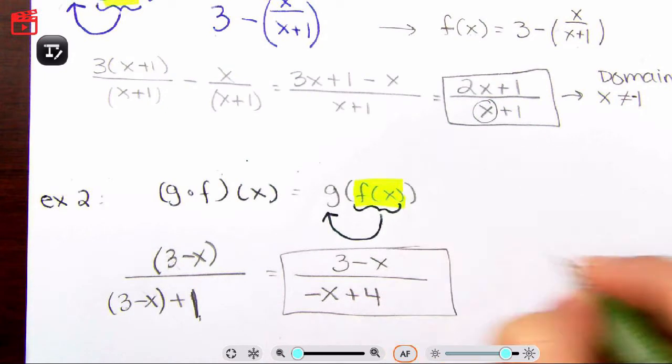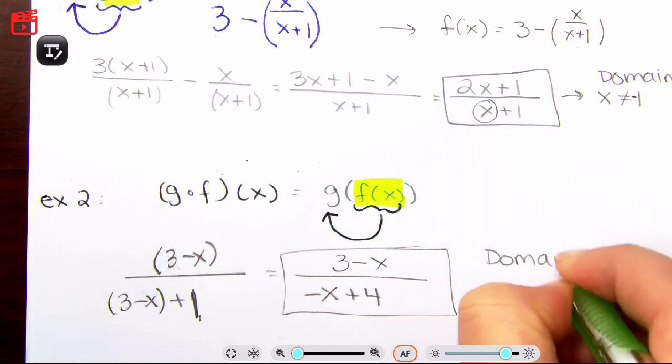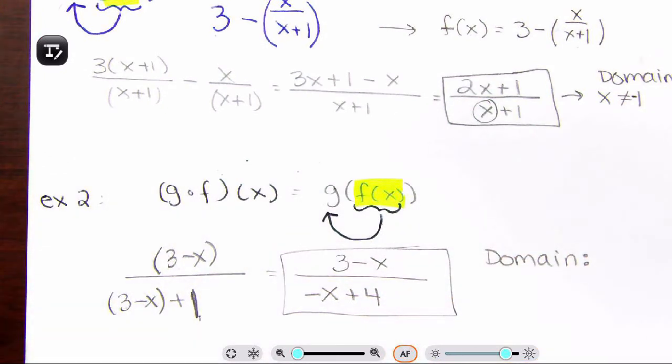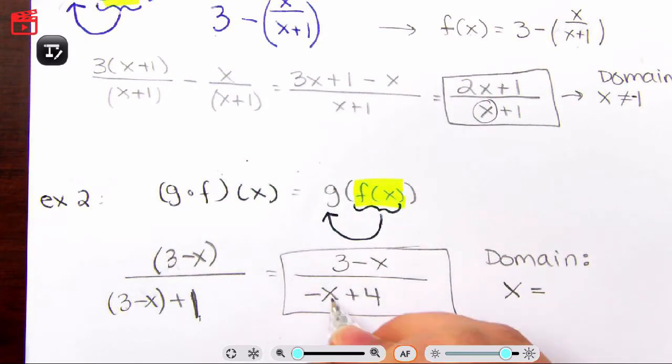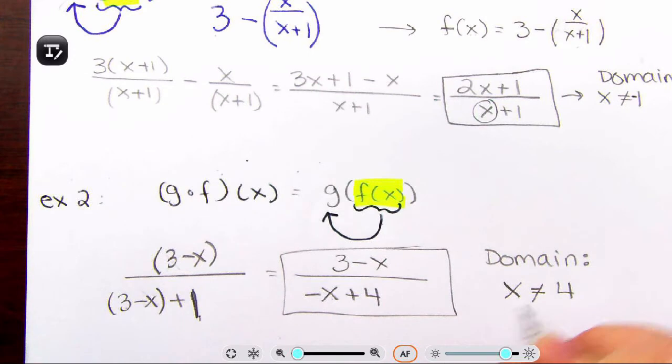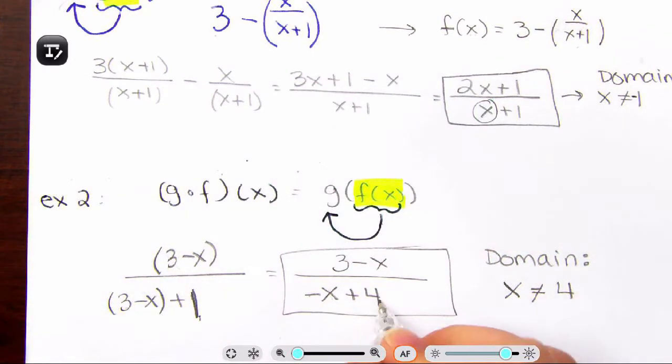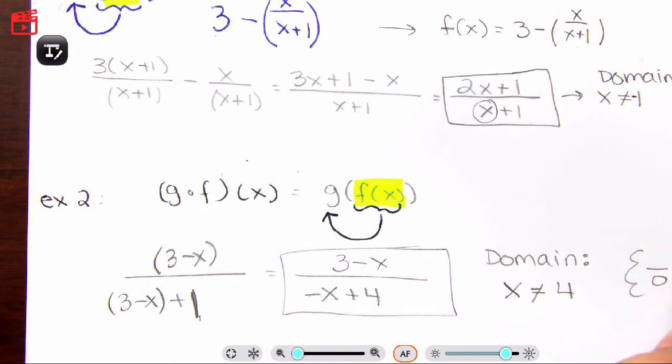So for our domain, can x be all real numbers, or does x have a limitation? And x does have a limitation. X cannot be 4 because if I plug in 4, negative 4 plus 4 is 0. I cannot have 0 in the denominator. If I have 0 in the denominator, the world explodes. It doesn't exist. All right, so this was just a quick review.